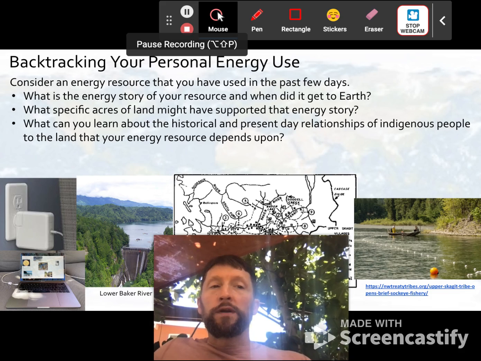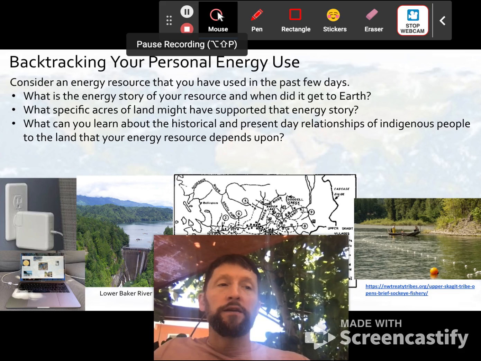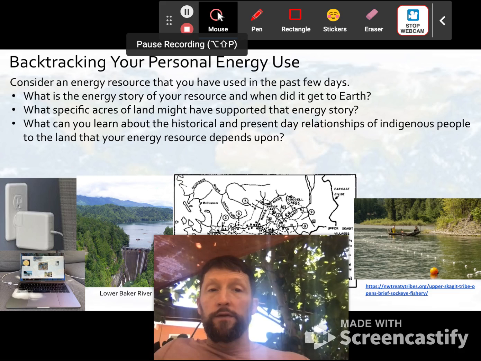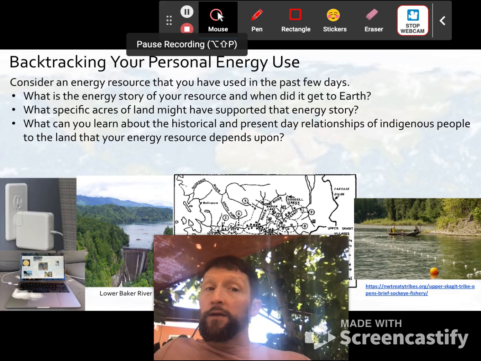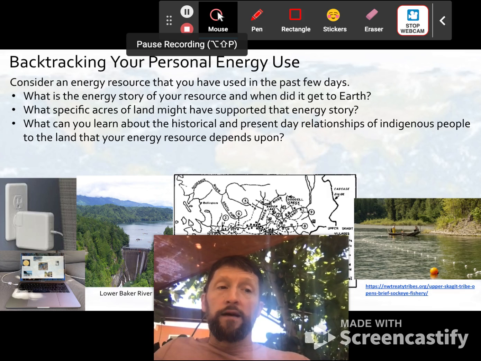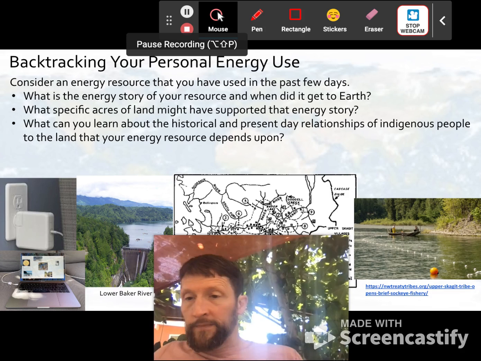So in this activity, students work in groups to backtrack a specific energy resource that they rely upon, and then they follow the energy story all the way back to when the energy first arrived at the Earth. And along the way, they realize the different specific land areas that support their chosen energy resource. And they also get the opportunity to research the past and present day relationship between indigenous people and the lands that their energy resource depends upon. And finally, they share that research with all of their classmates.